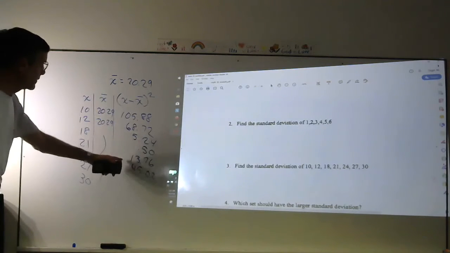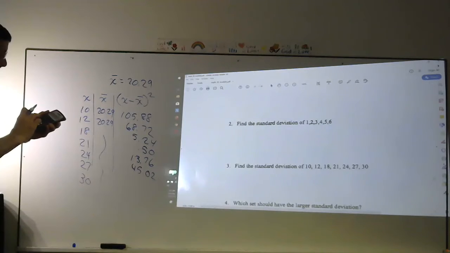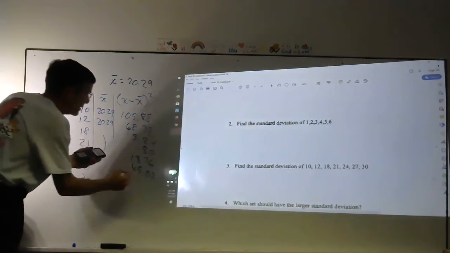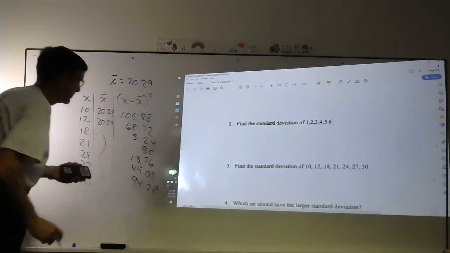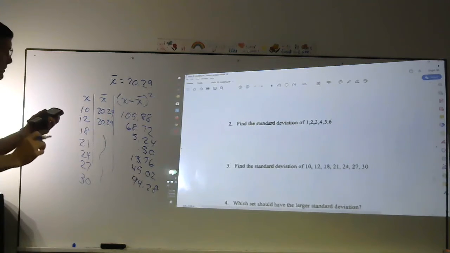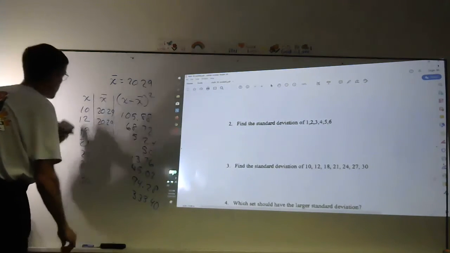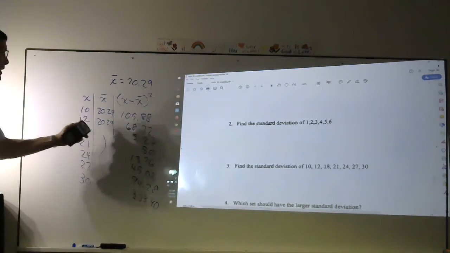1, 2, 3, 4, 5, 6. One more. 30 minus 20.29 is 9.71. Squared is 94.28. So now I've got to add these up. Plus 45.02 plus 13.76 plus 0.5 plus 5.24 plus 68.72 plus 105.88 equals 333.40. Now, just to double check my work, I'm going to go down through, subtract and square it.